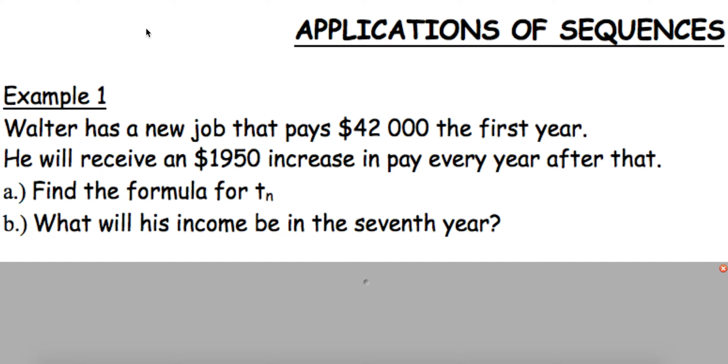So if we have Walter has a new job and he pays $42,000 in the first year, he's going to receive $1,950 increase in pay every year after that. Find the formula for TN and find what his income will be in the 7th year.